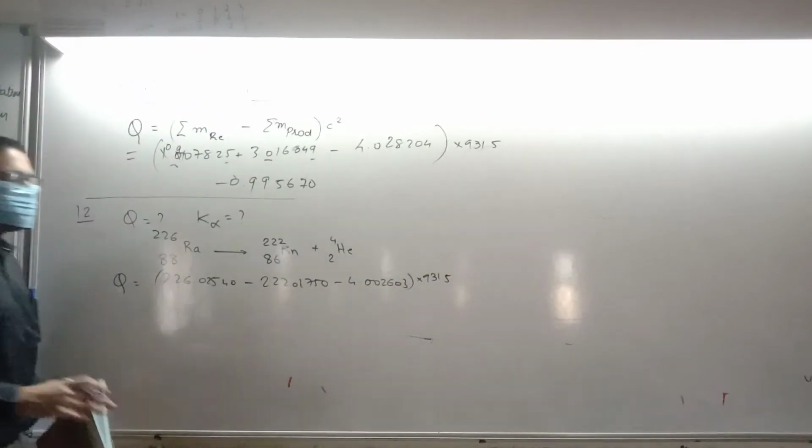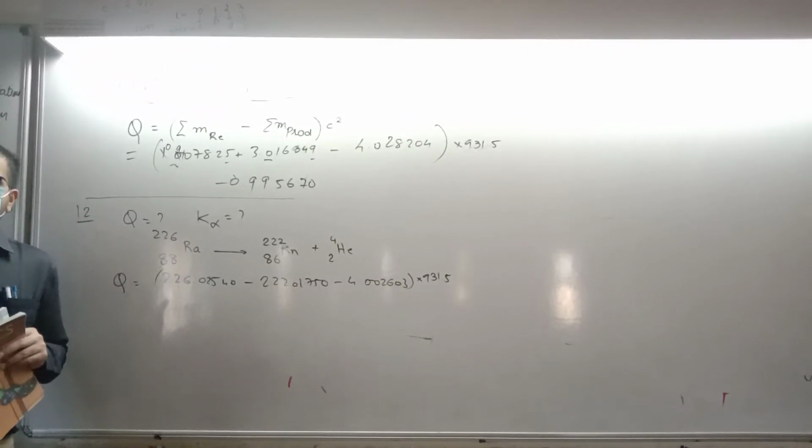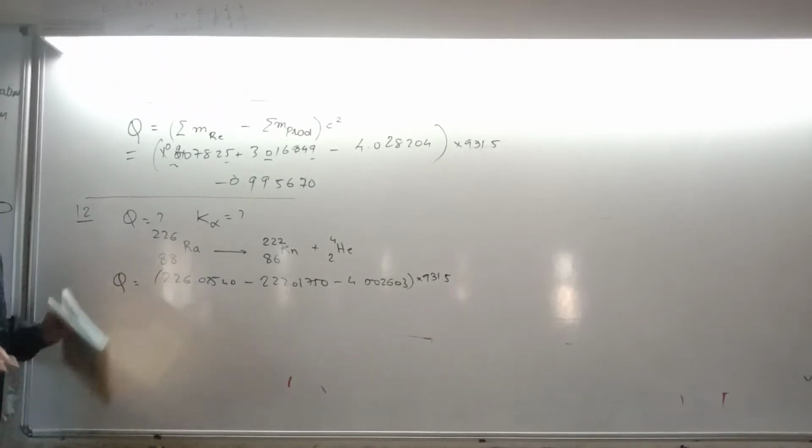Don't take any tension, they will give you all the values. Only the proton and neutron masses sometimes they might also give, generally, but we have to be on the safer side. This is how you find Q value.